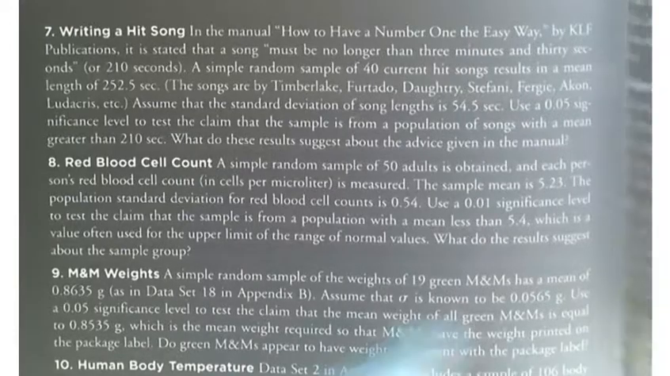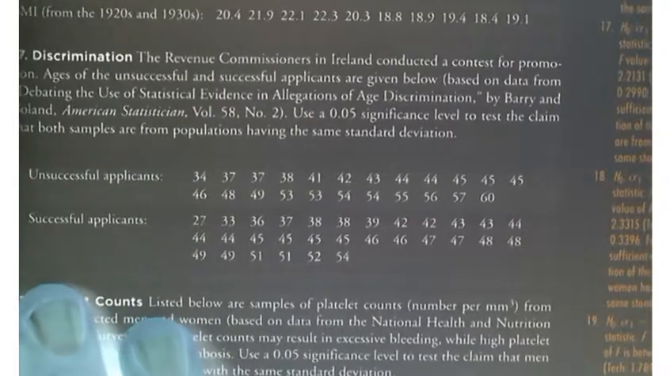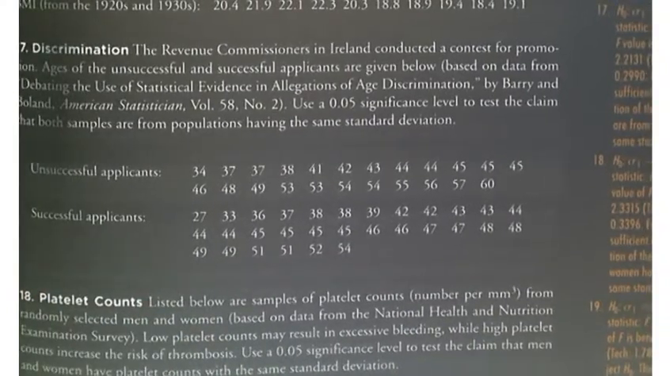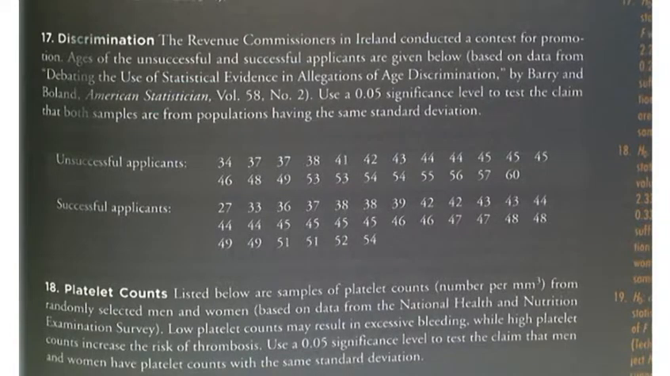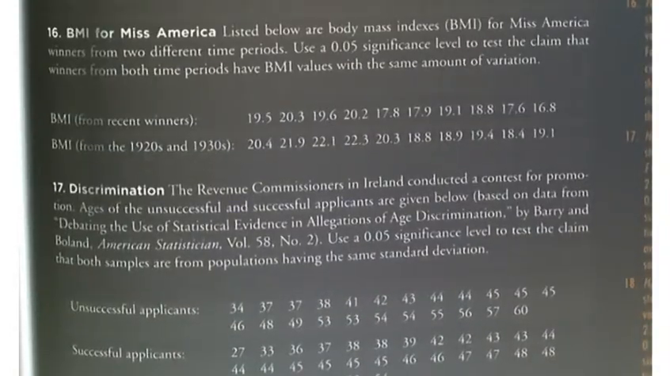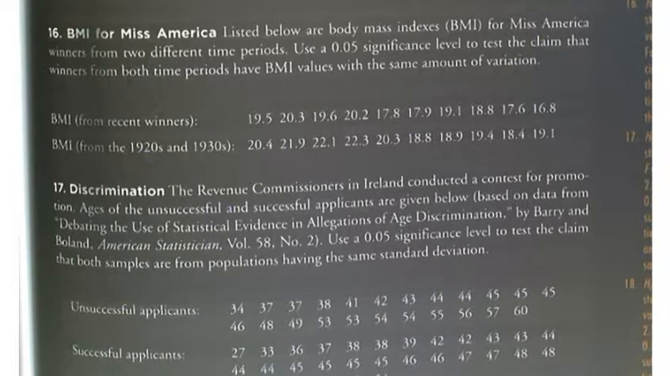Page 505, number 16. So some familiar looking data, different problem. Let's see if results are similar. Oops, problem number 16. Listed below are the BMI for Miss America winners from two different periods. Use a 5% significance level to test the claim that winners from both time periods have BMI values with the same amount of variation. So we can use a little subscripting to help us out here.